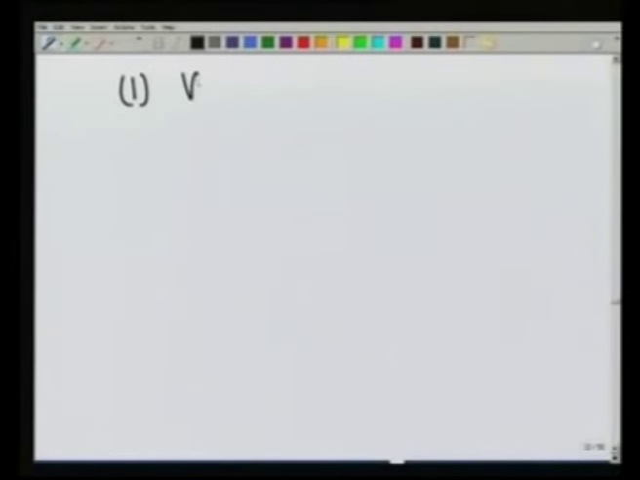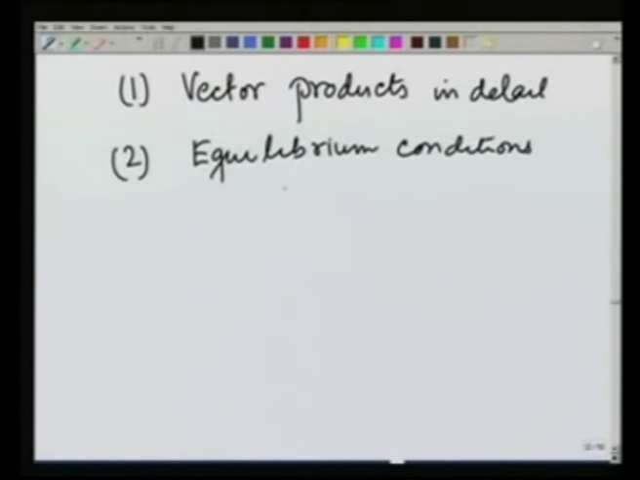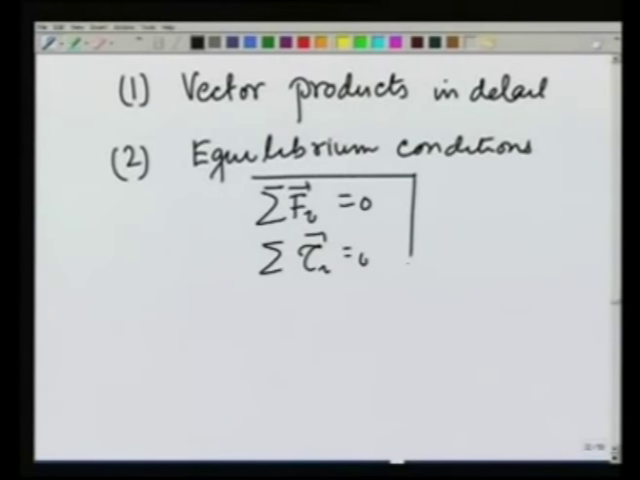So, there is no effect of the force. Let me just recap what all we did in this lecture. One, we looked at vector products in detail. Then we looked at equilibrium conditions and found that summation F_i equal to 0 and summation torque_i equal to 0 are both necessary and sufficient conditions to ensure equilibrium.